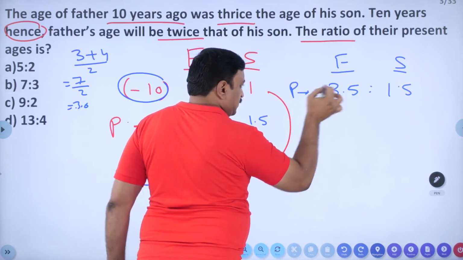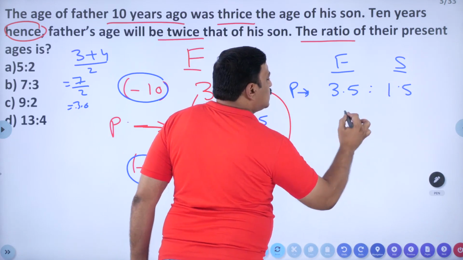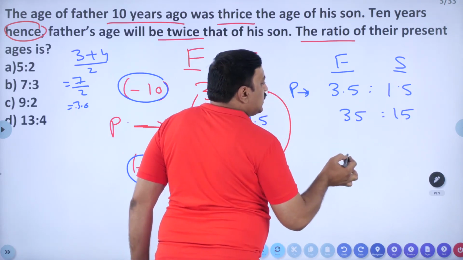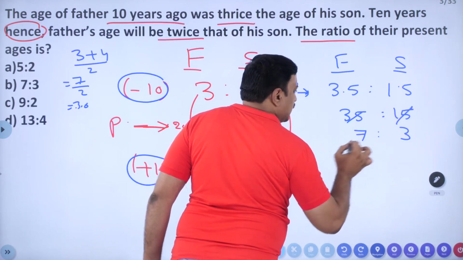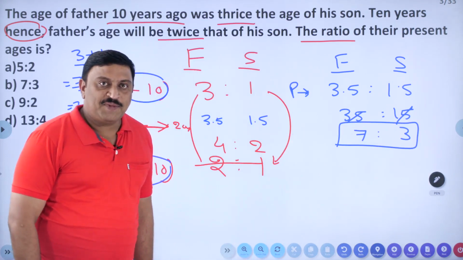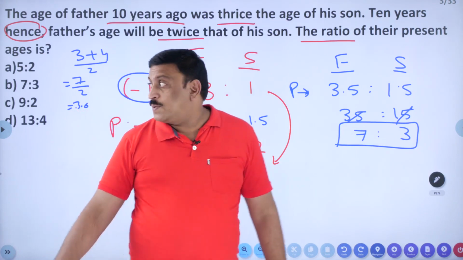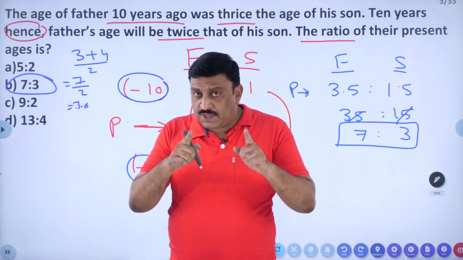But since decimals are there, just remove the decimals. Say that is 35 is to 15. Nothing but, it is 5 3s, 5 7s. So it is a ratio 7 is to 3. 7 is to 3. See, what is the answer? Where is the option? That is the option. We got the same thing.